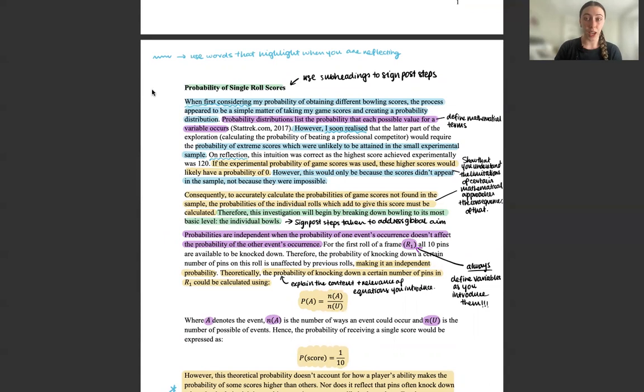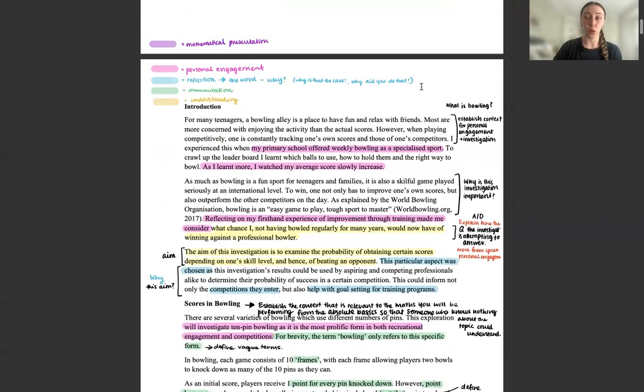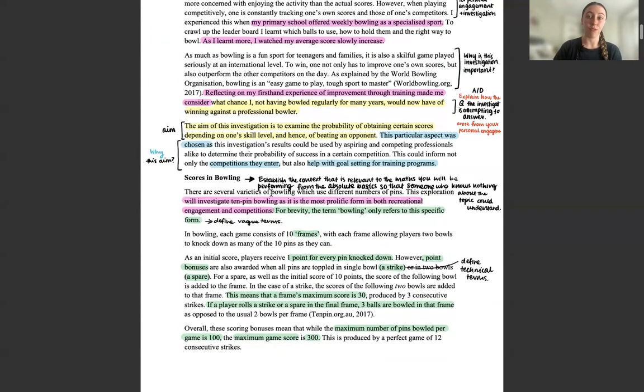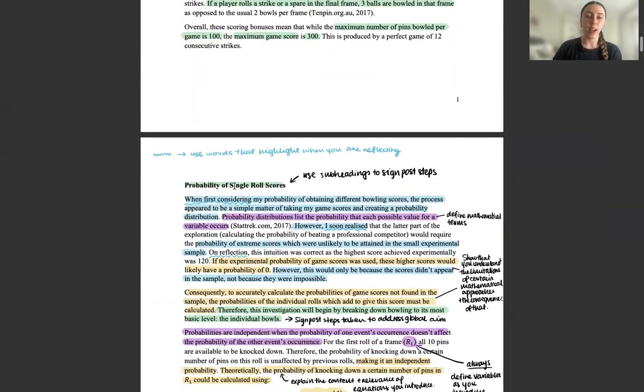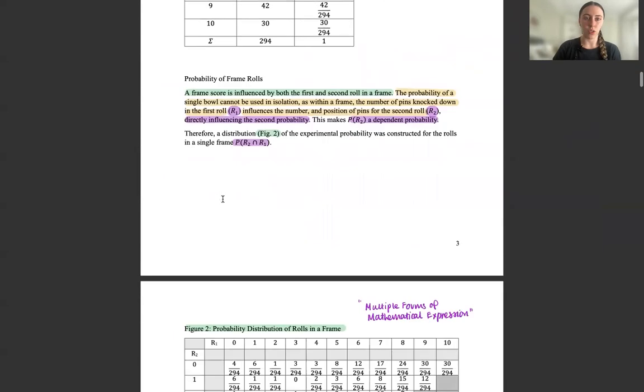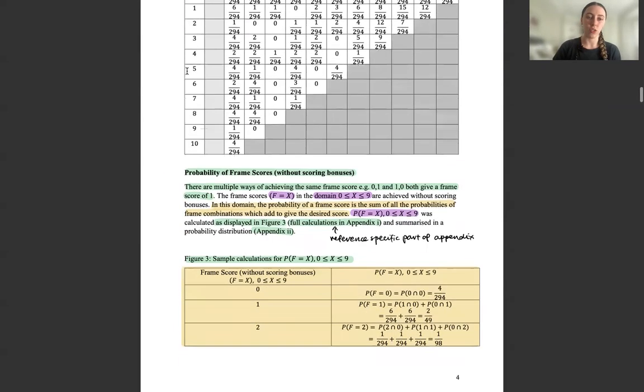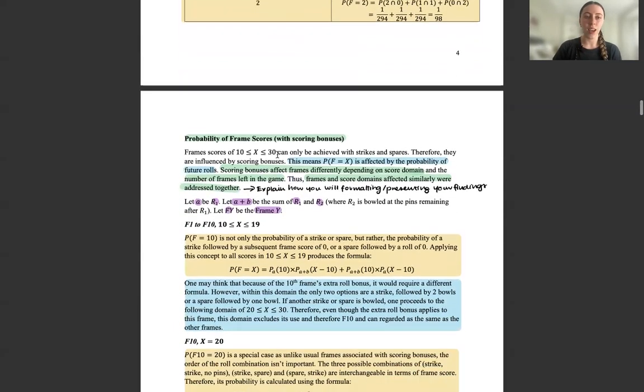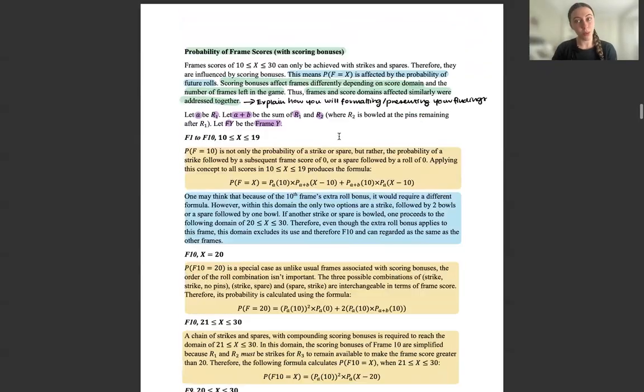So for the communication criteria, it's logical and coherent because you can see clearly how I'm moving through the structure of my IA. I started with my introduction. I then established how bowling is scored. I then established the probability of single roll scores. I then do the probability of frame rolls. I then do the probability of frame scores. I then do the probability of frame scores with scoring bonuses.